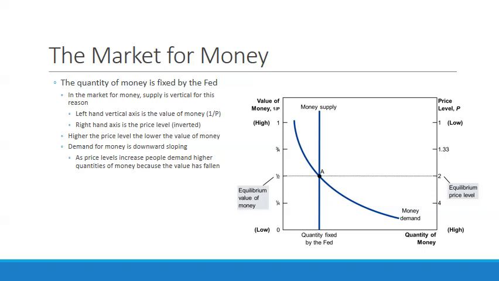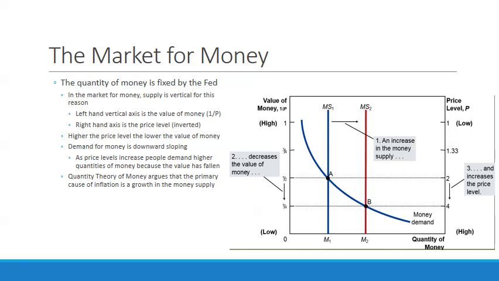As price levels increase, people demand higher quantities of money because the value has fallen. And that's kind of the key here, that as the price levels are increasing, we need more money to buy goods. And that's what we're seeing. So the quantity theory of money argues that the primary cause of inflation is a growth in the money supply. Okay? So that's the argument they make.